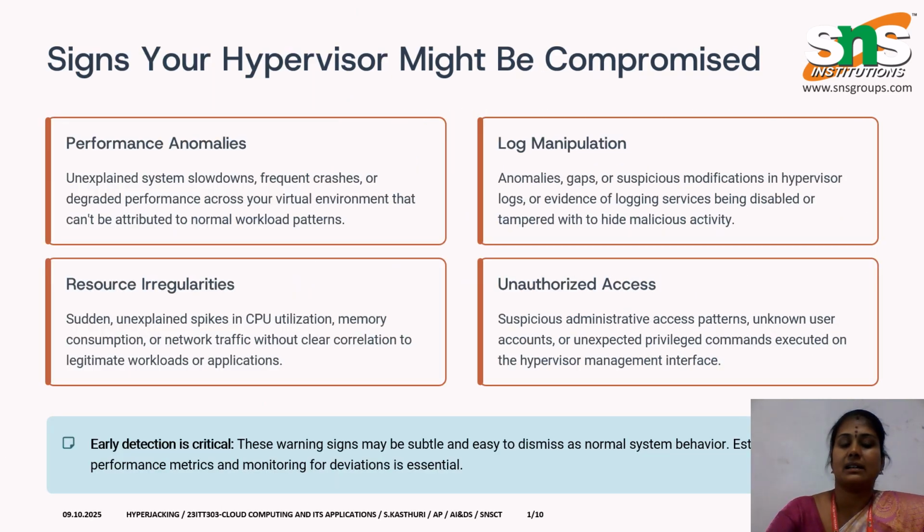Signs our hypervisor might be compromised. Hyperjacking hides in plain sight, but subtle clues give it away. For example, performance anomalies: VMs suddenly slow down or crash for no reason. Resource irregularities: CPU and RAM spikes with no visible workload. Log manipulation: missing or tampered audit logs. Unauthorized access: unknown admin sessions or shadow users appearing in hypervisor dashboards.